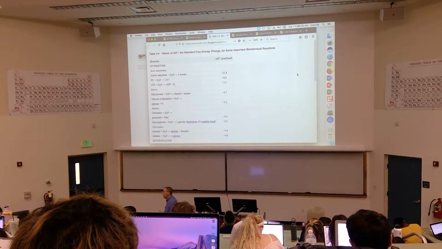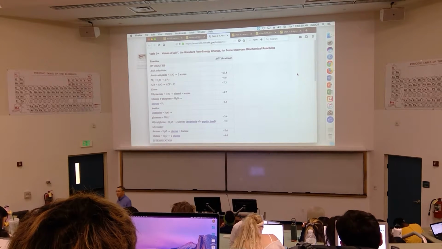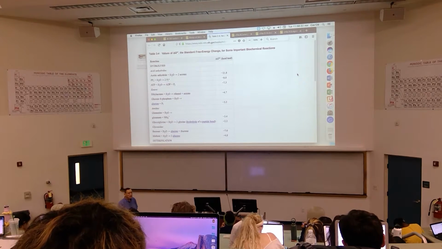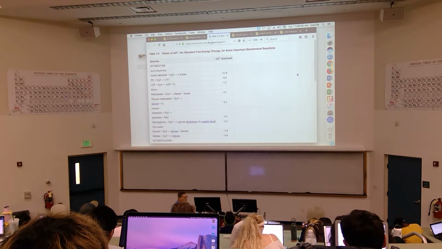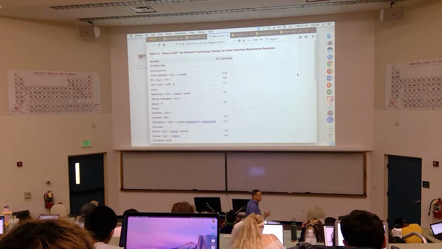It's simple. How does metabolism work? As long as it's negative, it's going to work. If it's positive, it's not going to occur. Maybe there's a way we can make it. Let's see.